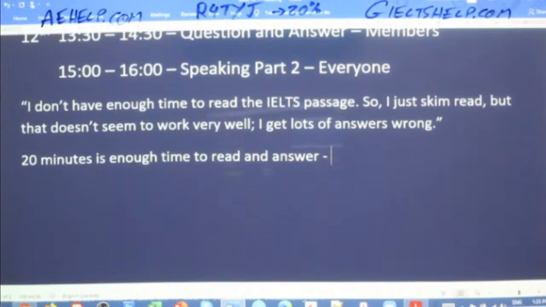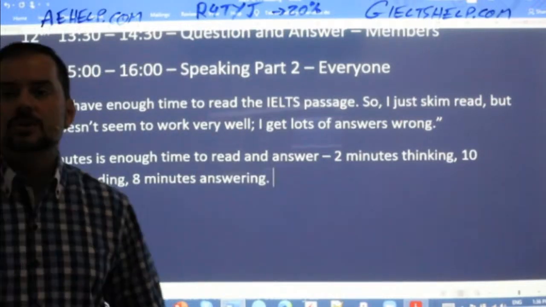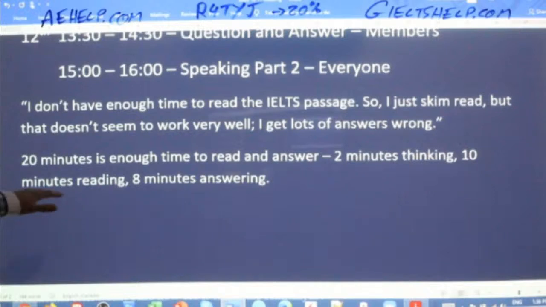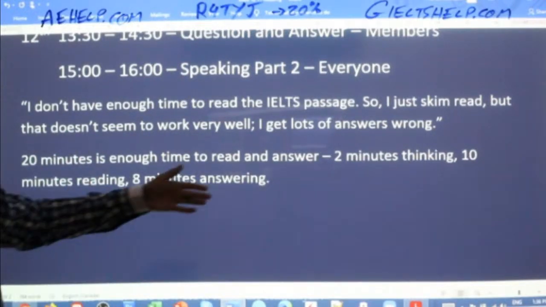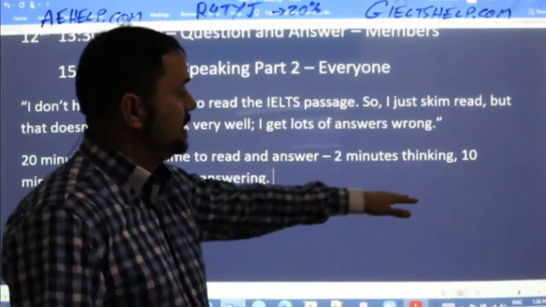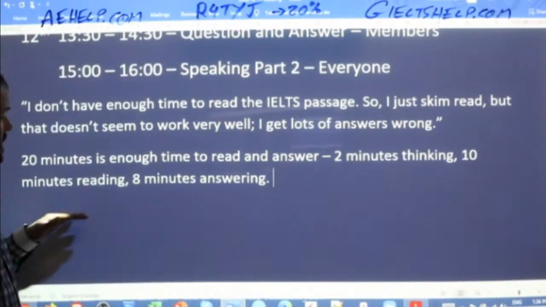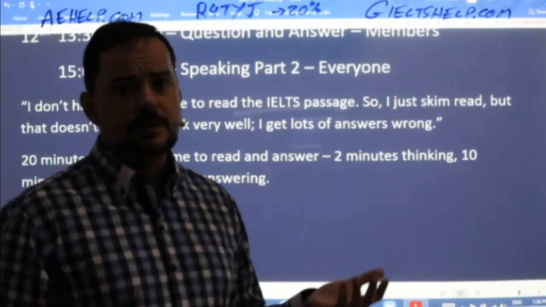Okay. 2 minutes thinking, 10 minutes reading, 8 minutes answering. Okay, so that's kind of how you should think about this, everyone. So for each passage, you should spend about 20 minutes, give or take 1 or 2 minutes. You should have about 2 minutes to think about the title, the questions. Then you should read the passage in about 10 minutes, and then you should answer in about 8 minutes. That's lots of time for each passage.